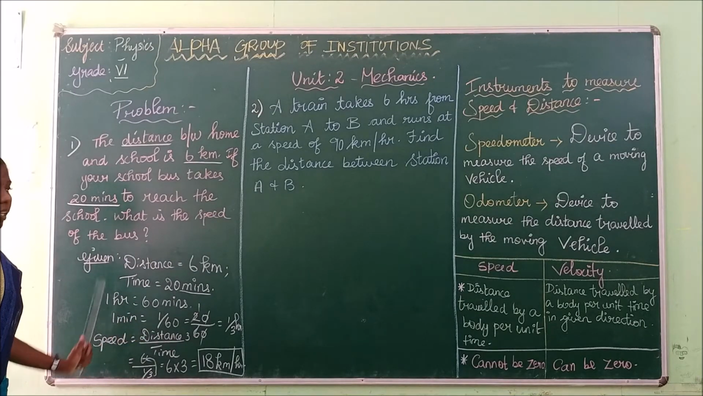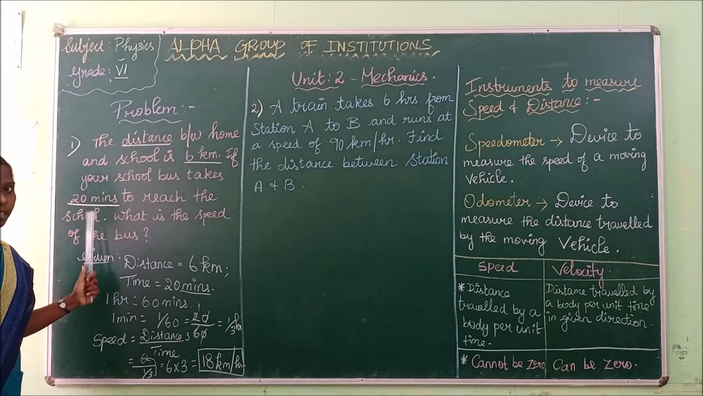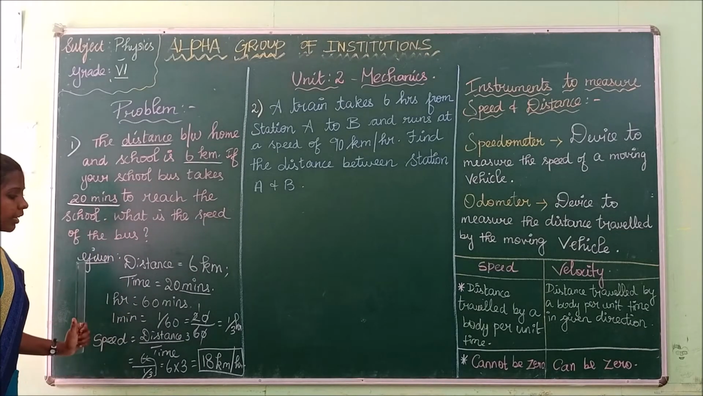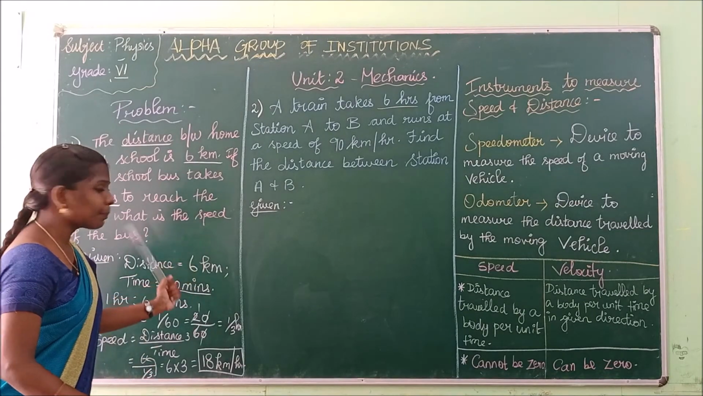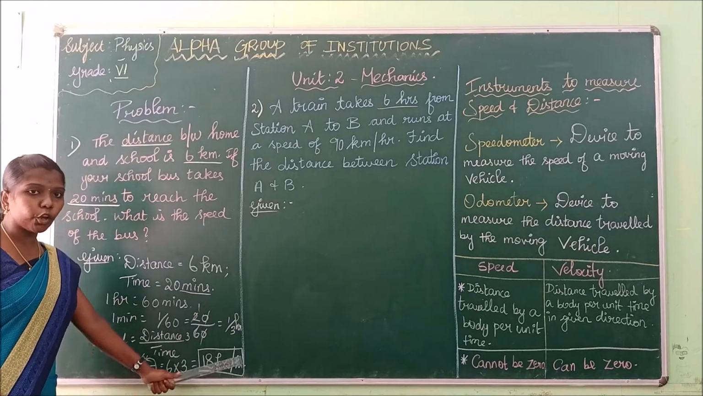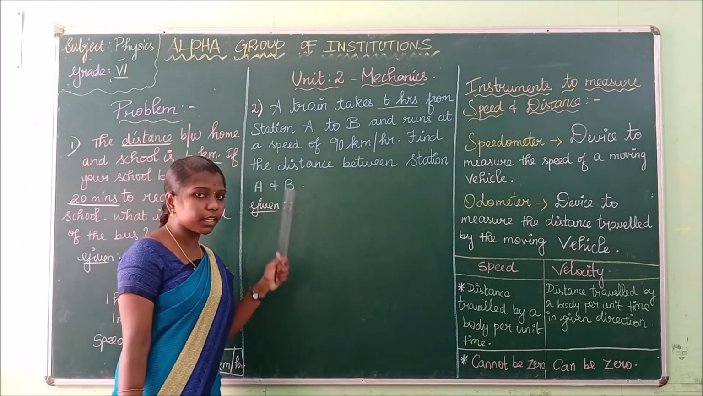Is it clear? Yes. If they have given in minutes, you have to convert this into hour. Then you have to solve the problem. Is it clear? Yes. We have calculated the speed. You have to write the speed of bus is 18 km per hour. Is it clear? Yes. Now we shall go for the second problem.